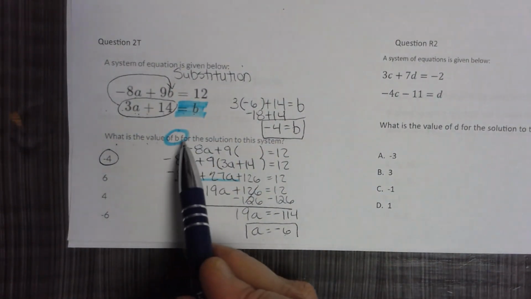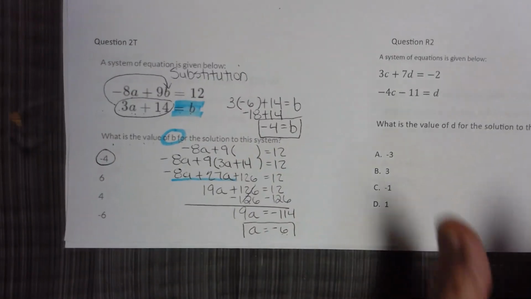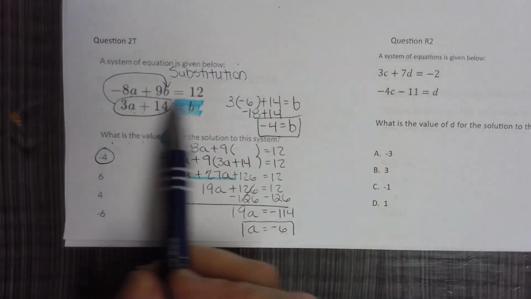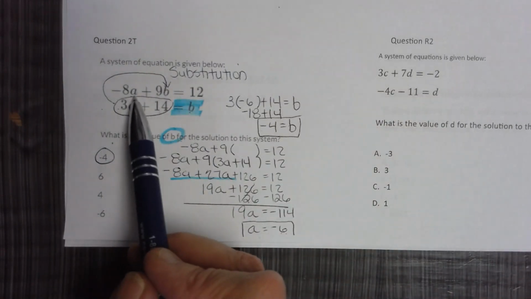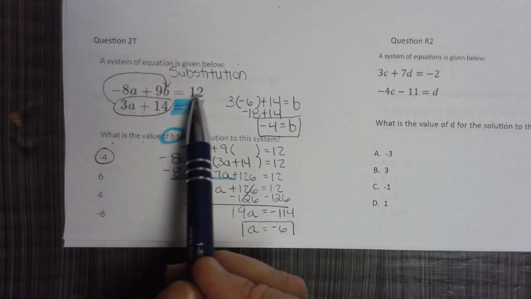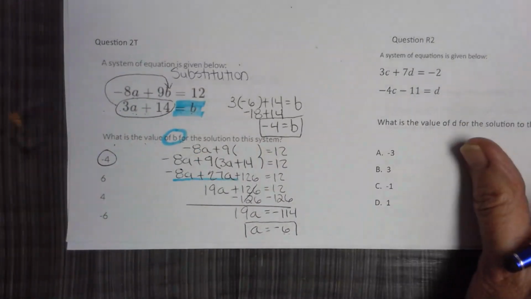Notice what is the value of B. That is the reason why negative 6 is not the correct answer. Also, if you wanted to check your work, you could go in Desmos and put an X in place of A and a Y in place of B. Put this in one line, put this in the next line, and find the intersection.